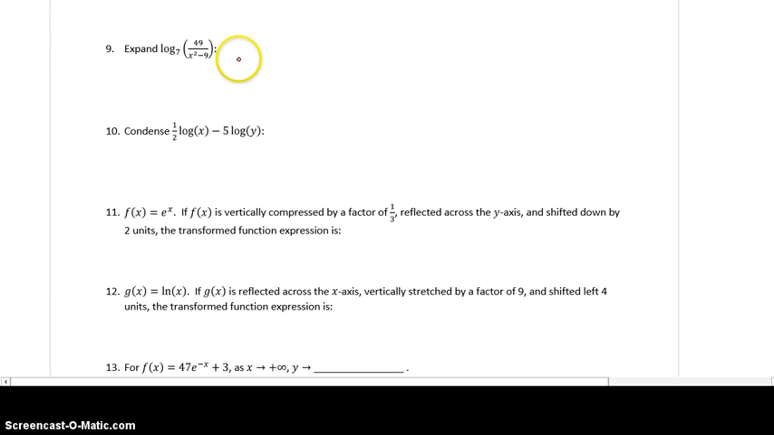Expand this logarithm. When we expand a log of a quotient, we're going to be subtracting the log of the numerator minus the log of the denominator. So we'll start off with that. Log base 7 of 49 minus log base 7 of x squared minus 9. At this point you've basically done the job by expanding, but if you look closely, you can see that there's some more opportunity perhaps to expand this further.